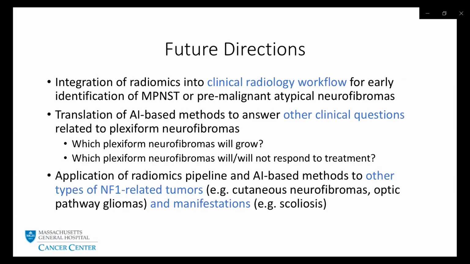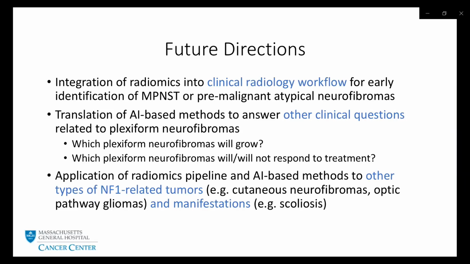So where do we want to go from here? The ultimate goal of this work is to translate machine learning into the clinic. So we envision a scenario where we would integrate our radiomics model into the clinical workflow to help with early identification of MPNST or premalignant atypical neurofibromas.